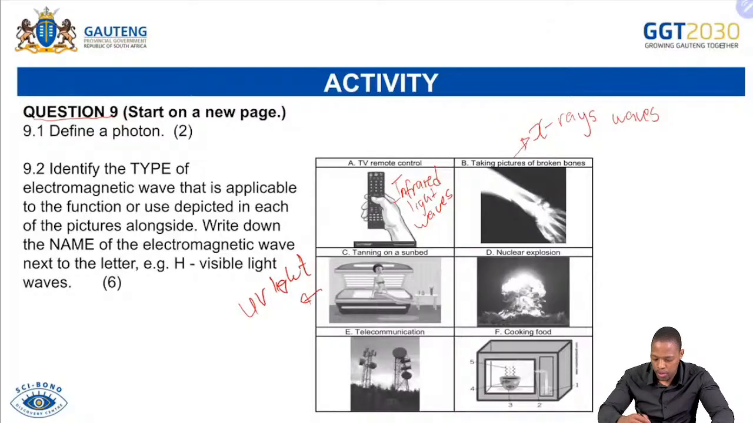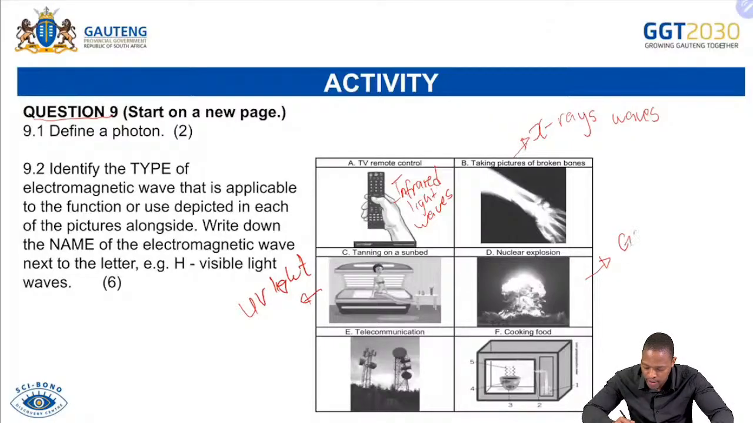We have 1, 2, 3, 4, 5, 6 pictures there, so it's enough to give one per picture. And then for the nuclear explosion, if you are having a nuclear explosion, the types of waves that you are going to be having there mostly would be the gamma rays.